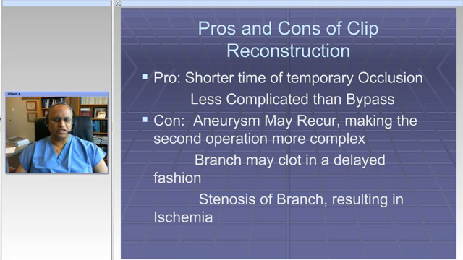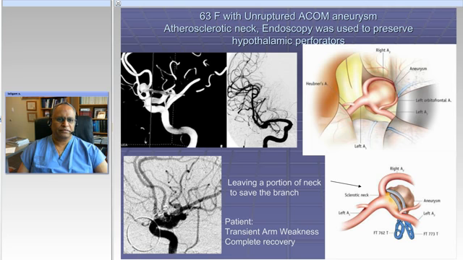What are some of the pros and cons of clip reconstruction? On the pro side, you have a shorter time of temporary occlusion, and it's certainly less complicated than bypass. On the con side, we have cases where the aneurysm recurs, making the second operation more complex. A branch may clot off in a delayed fashion, or you may also get stenosis of a branch, resulting in ischemia. Alternatively, you may have pieces of the aneurysm left behind, so the postoperative angiogram may not be really pretty.